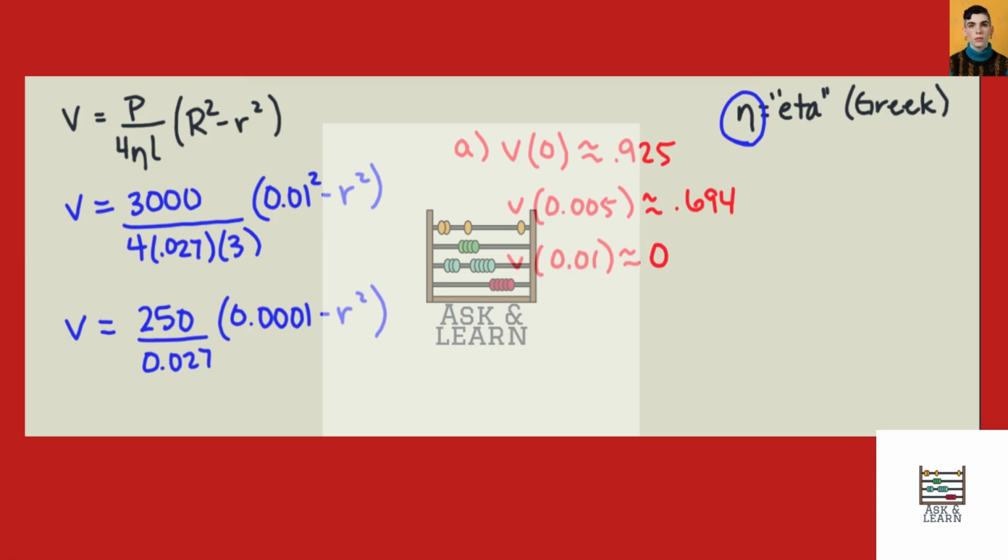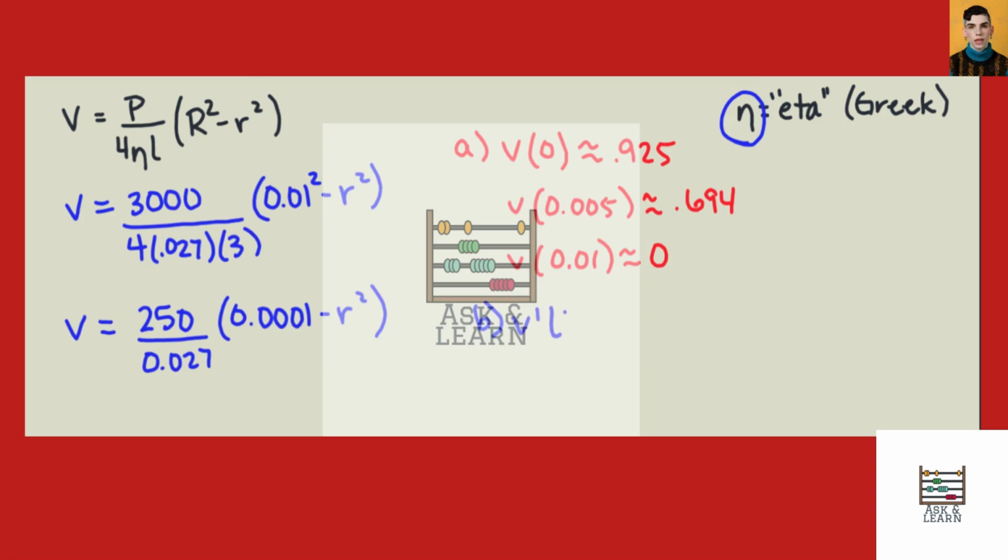And we can see that the velocity of the blood is decreasing as we go closer to the edge of the blood vessel. Okay, for part B, what we're going to do is find the derivative, and that is known as the velocity gradient. And then we'll evaluate the derivative for those same three values of r, and that'll tell us the rate of change of the speed of the blood, because we already have the speed.